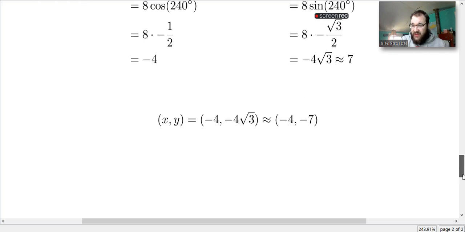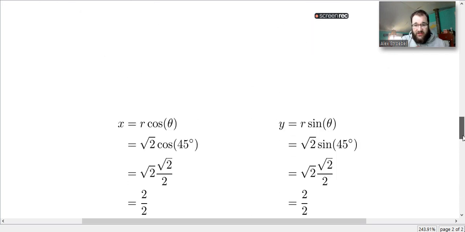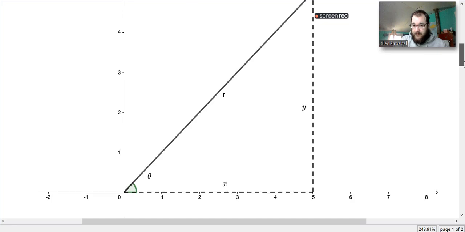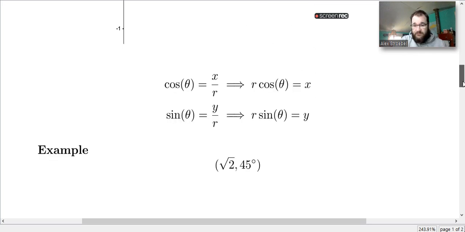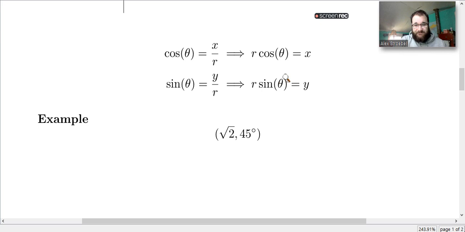So I hope this helps with converting from polar coordinates to rectangular coordinates. You can basically derive these formulas by just drawing a triangle with theta and r and x and y being your two coordinate systems. Here are the equations again, if you need them.